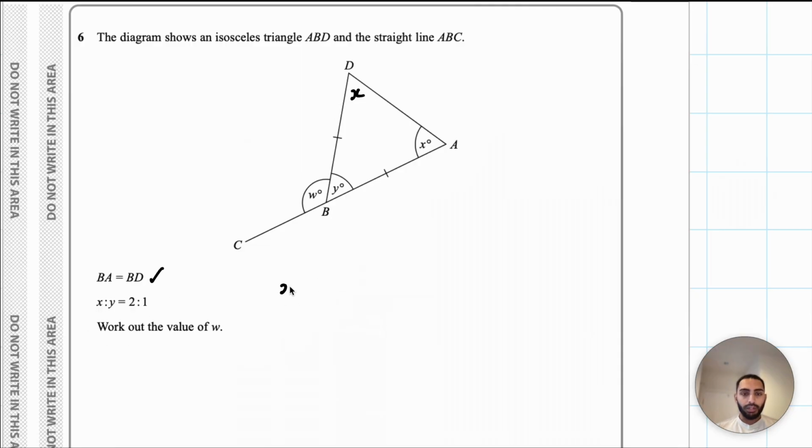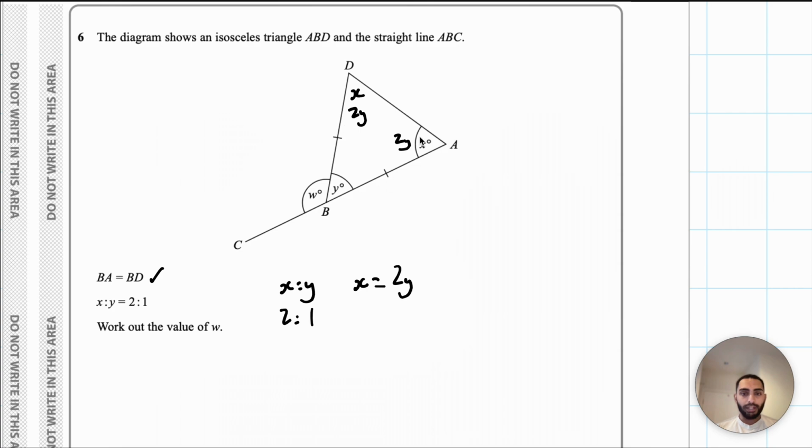And X to Y is in the ratio 2 to 1. Work out the value of W. So we're trying to find out this angle over here. Let's first convert this into an equation. So if I cross multiply, X times by 1 is equal to X, and Y times by 2 is equal to 2Y. So now I can replace these X's with 2Y's instead. That's 2Y and that's 2Y.